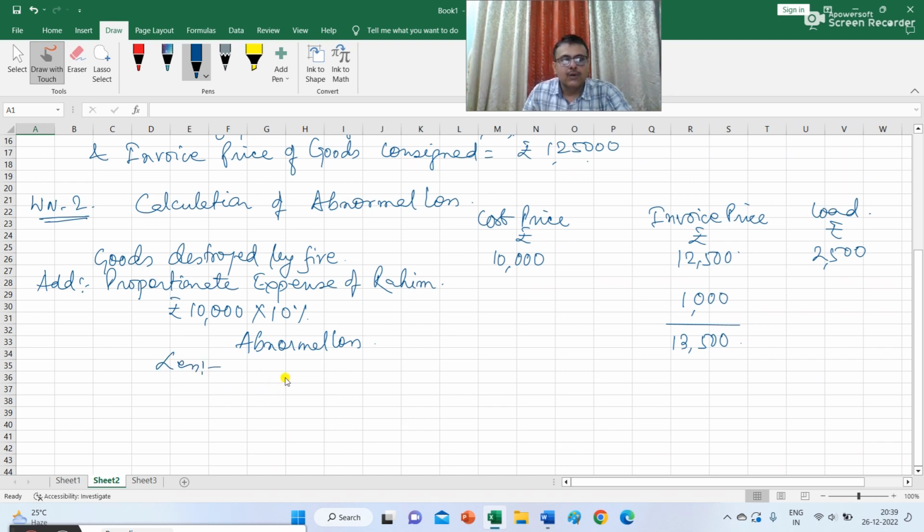From this figure, we have to reduce the amount of insurance claim for rupees 12,000 and the loss due to fire was rupees 1,500. So in working note number 2, I have calculated the amount of abnormal loss and the loss due to fire that is going to be debited to profit and loss account.